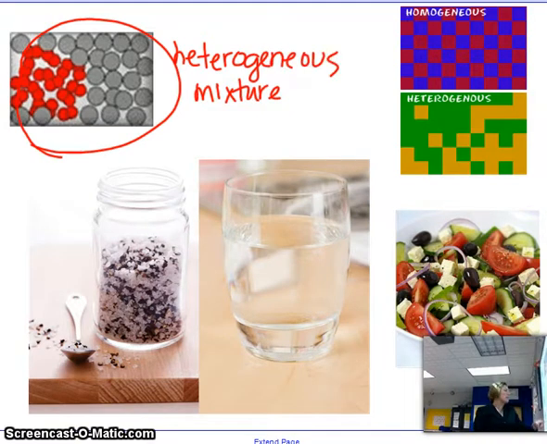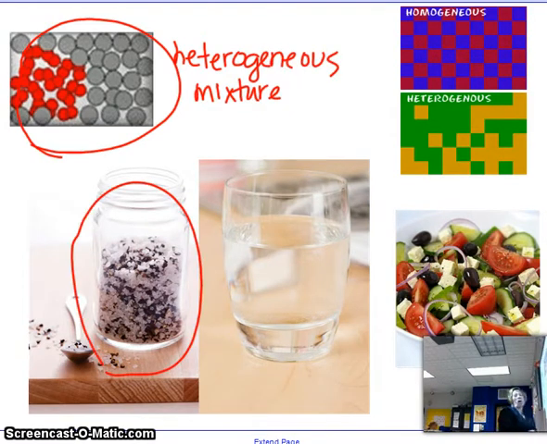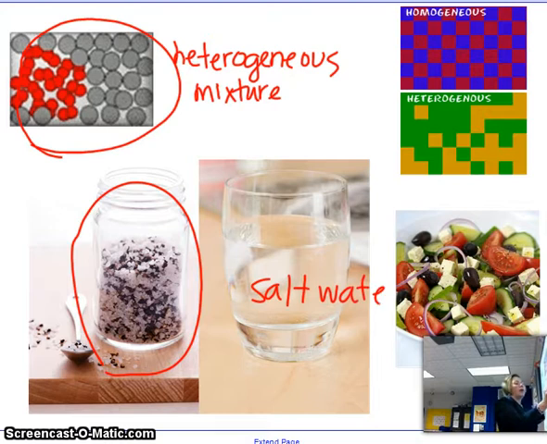Okay, again, down here, you see my mixture of salt and pepper in there. And again, that is heterogeneous. You can see more than one thing. There's more than one visible type of matter present. Contrast this to the salt water that's next to it. And even though there's 2 components, it only looks like water. It looks homogeneous. So this is a homogeneous mixture.